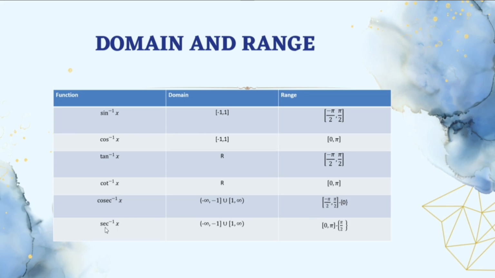So next is sec inverse of x, which has domain in the range minus infinity to minus 1 union 1 to infinity, the same manner as cosec inverse of x. We have the range as 0 to pi minus pi by 2. Here minus pi by 2 won't be included, all the other values will be included.